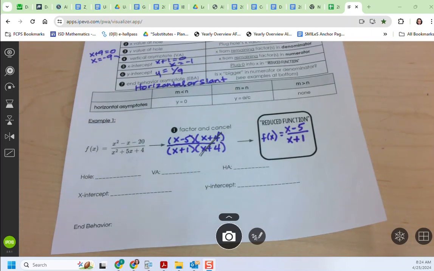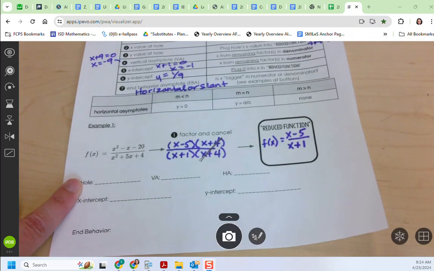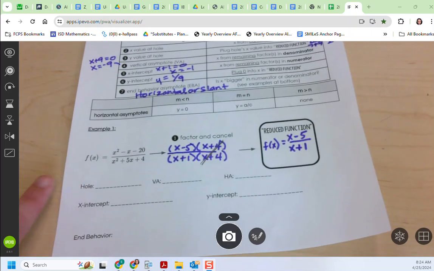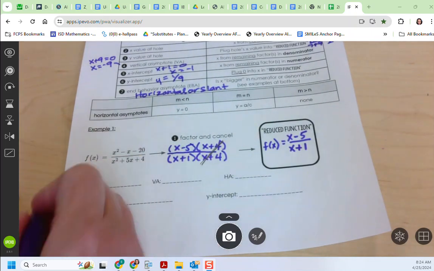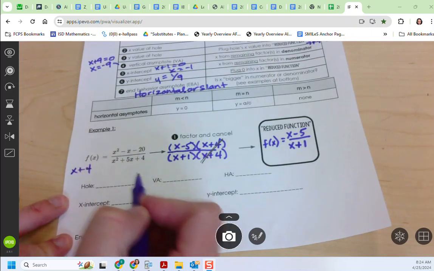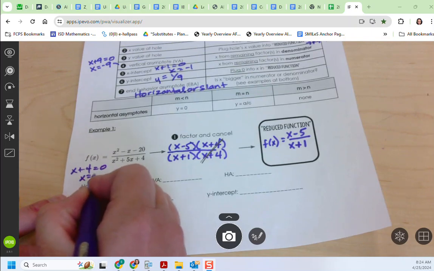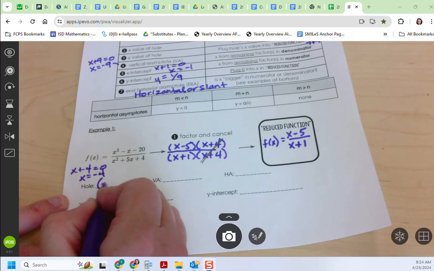All right. The hole is created by the canceled out factor. So I'm going to set x plus 4 equal to what? 0. Because I want to know what number would make that x plus 4 0. That's the number that's going to create the hole. So I'll just do that work right here because I have some space. x plus 4 equals 0. And I get x equals negative 4. And so negative 4 is the x coordinate of the hole.